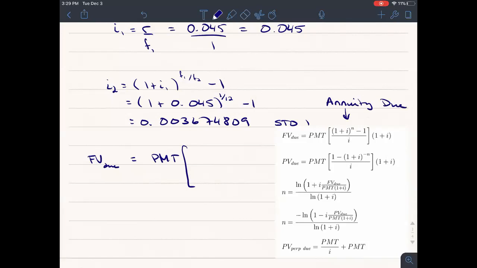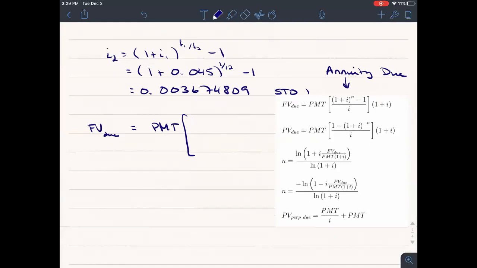Right, if we have payments at the beginning, then we have an annuity due, and so these are the formulas. The formulas on the right hand side, those are the ones that we're going to take from, right? And so our future value due is PMT times 1 plus i to the power of n minus 1 divided by i, and then we tack on the 1 plus i.